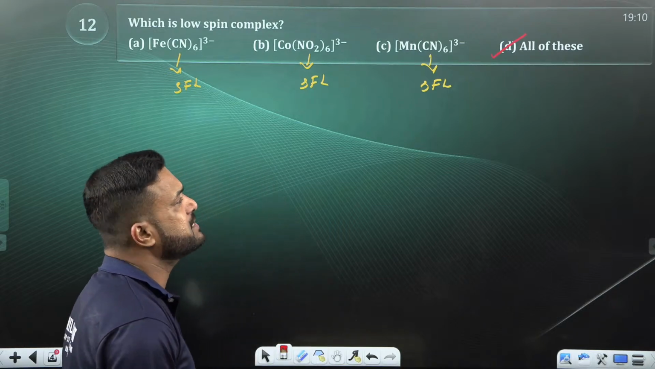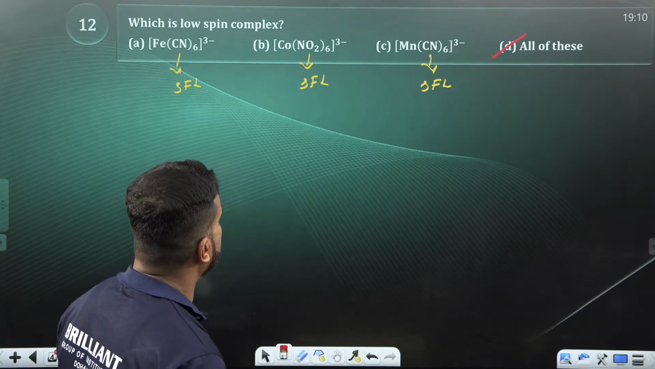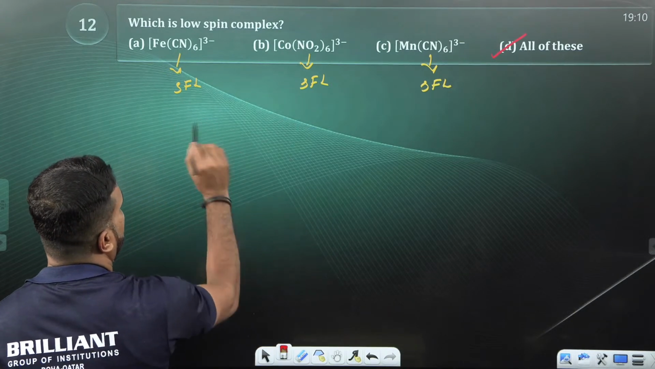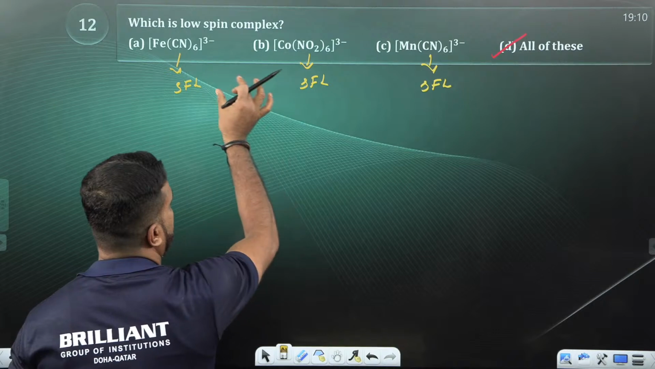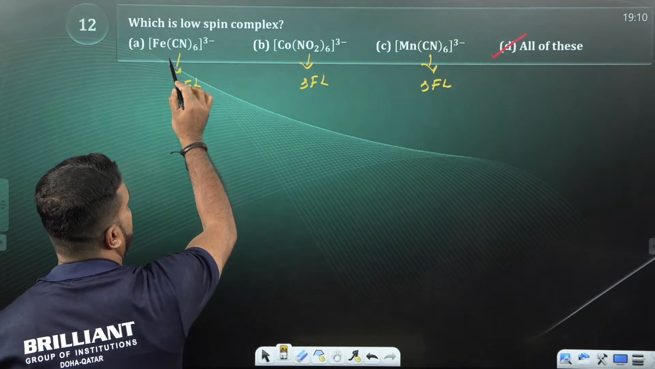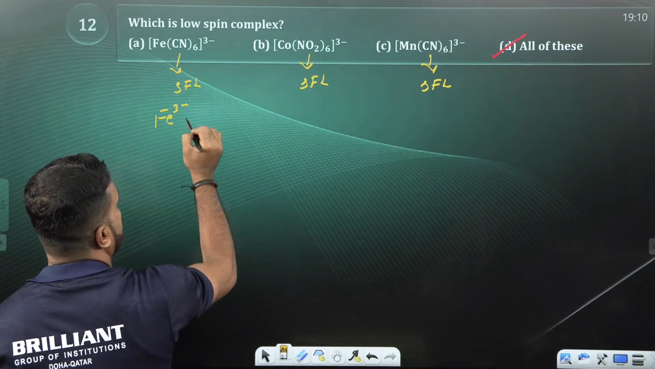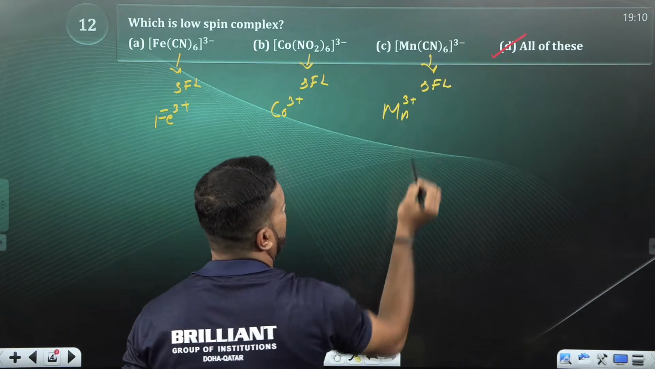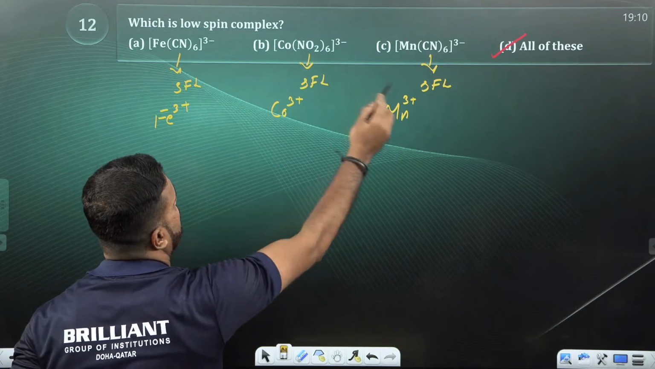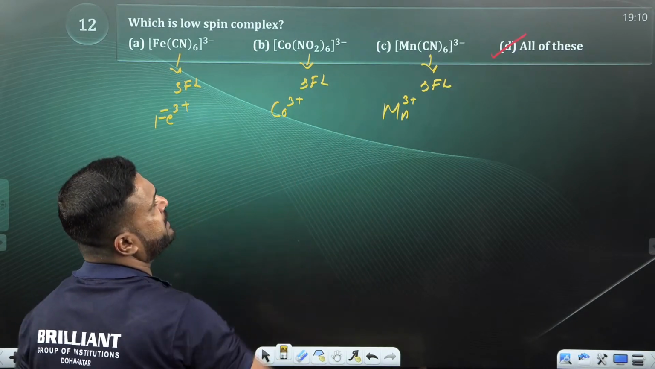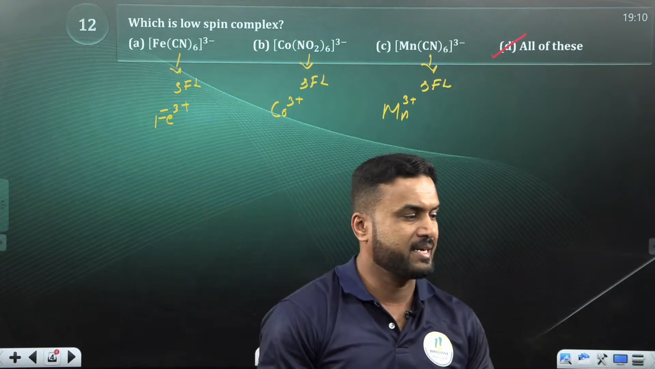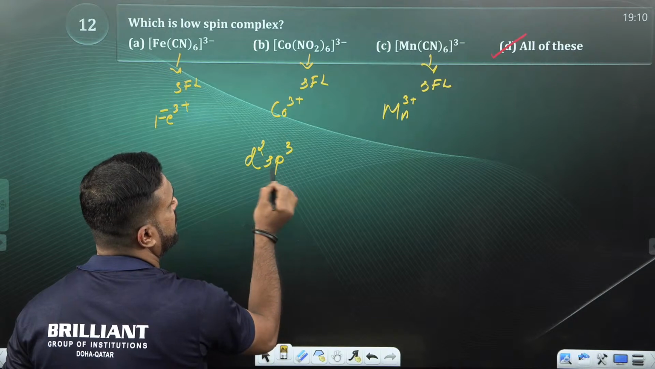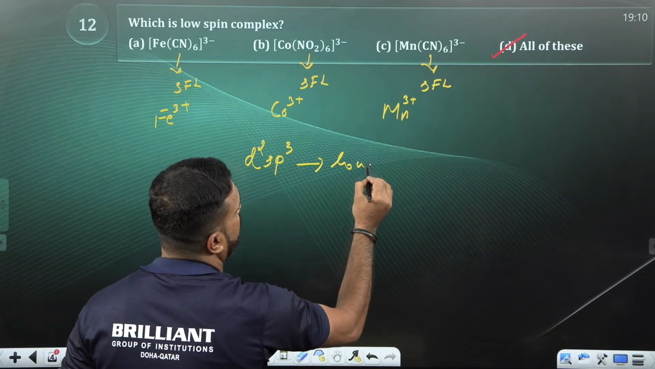Whenever strong field ligands are attached, pairing up of electrons will take place, and they will form inner orbital complexes. In all these cases, only inner orbital complexes will be forming. Fe3+ is the ion forming, so pairing up of electrons will take place. Here it is Co3+, here it will be Mn3+. After removing the electrons they will pair up because they all are strong field ligands, so inner orbital d2sp3 hybridization will come. D2sp3 means an inner orbital complex, and inner orbital complexes are low spin complexes.